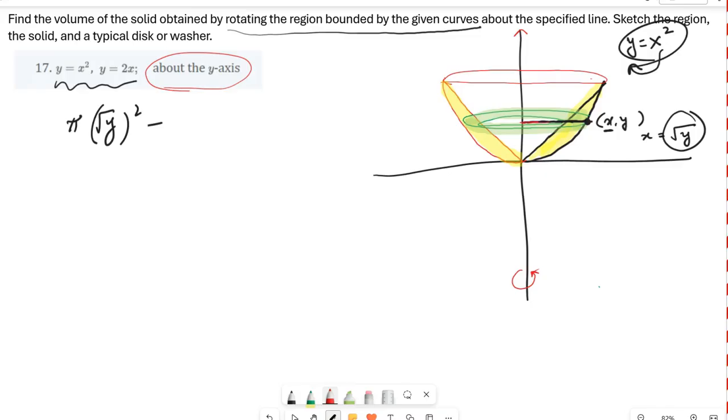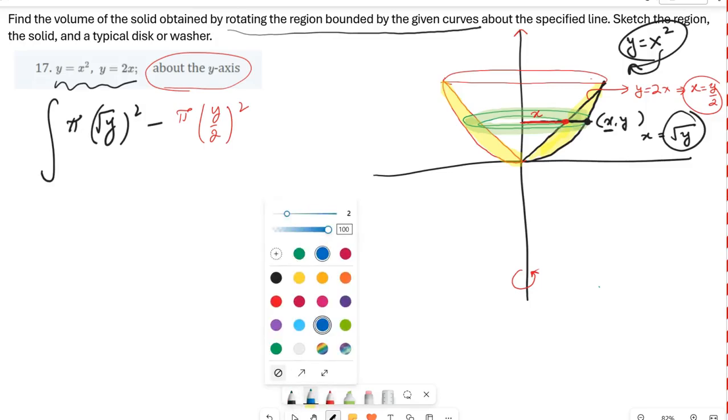For the inner circle, the area is just this much. And this point is lying on the line y equals 2x. Therefore, the radius is the x part. So x is equal to y by 2 from that curve. So the area of the inside circle will be pi times y by 2 whole squared. We need to integrate it from y values this and this.